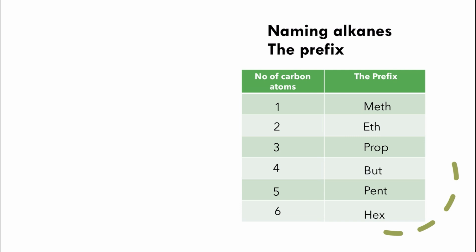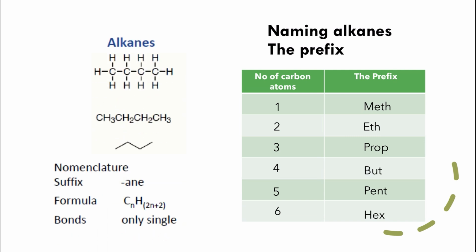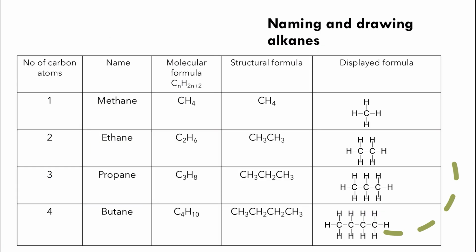The prefix refers to the number of carbon atoms, and then the suffix is going to be "ane." So these are the first four members of the alkane homologous series: methane, ethane, propane, and butane. The molecular formula is CnH2n+2, so you can simply find the molecular formula for each of these members.